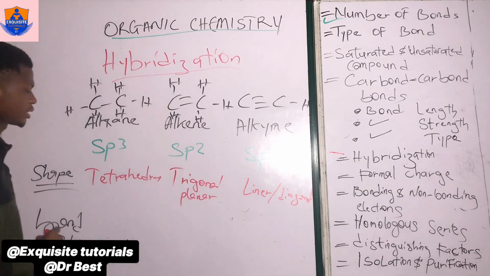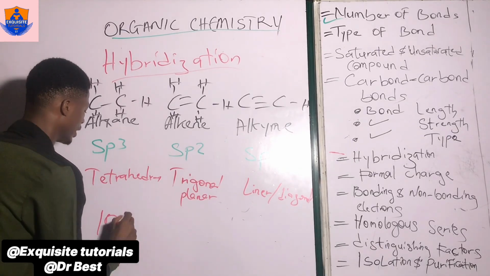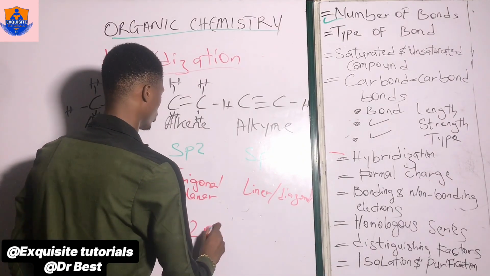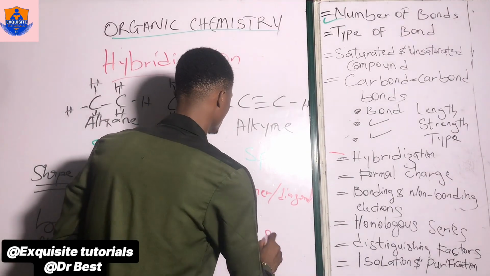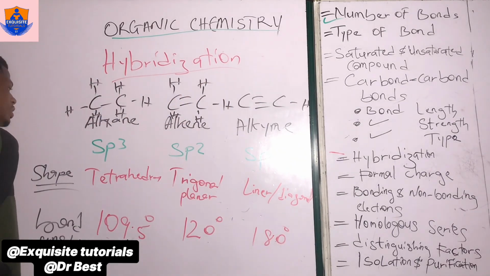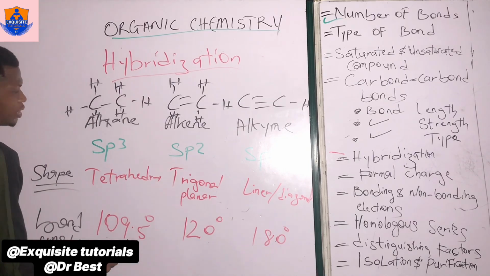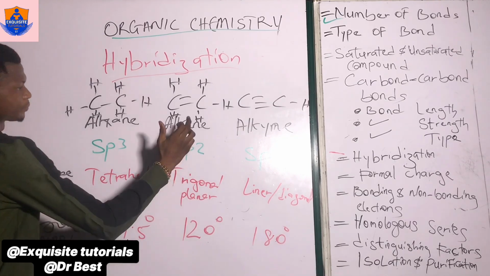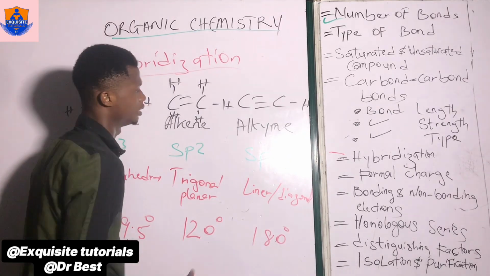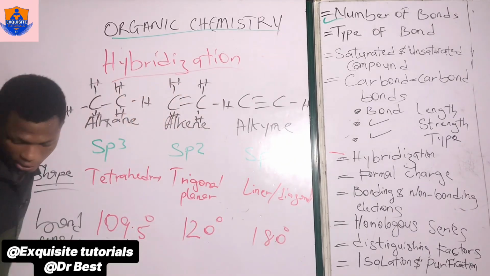Now, all tetrahedral or sp3 hybridized orbitals have a bond angle of 109.5 degrees, sp2 120 degrees, while sp 180 degrees. So I talked about all alkanes are sp3 hybridized, and their shape is tetrahedral. Their bond angle is 109.5. Alkenes, sp2 hybridized, trigonal planar, 120 degrees. Alkynes, sp hybridized, linear or diagonal, 180 degrees.